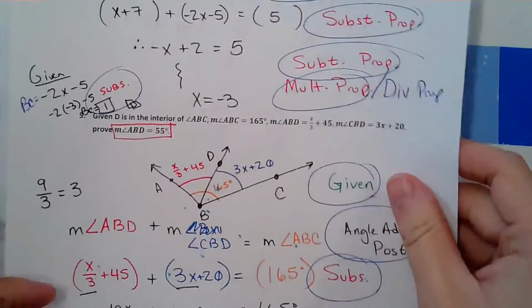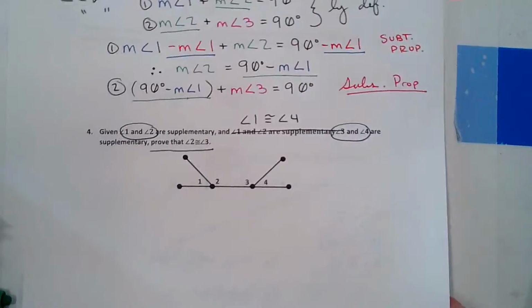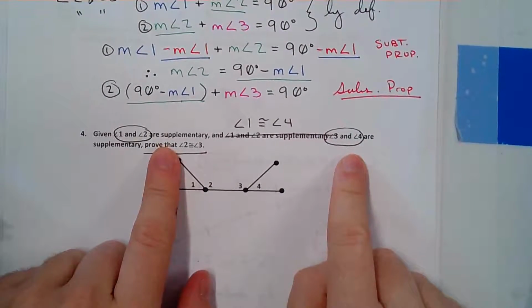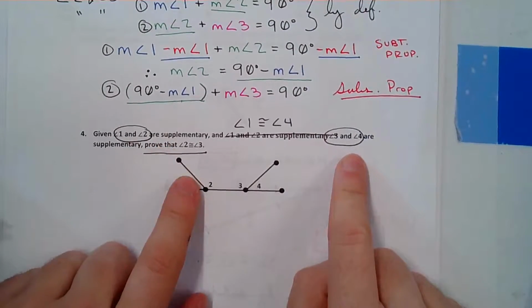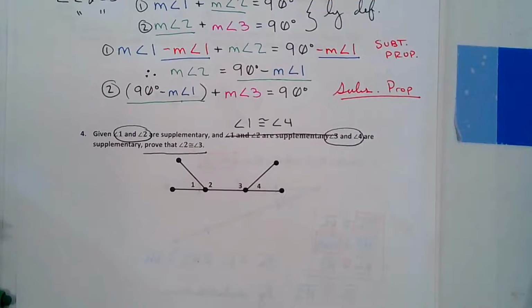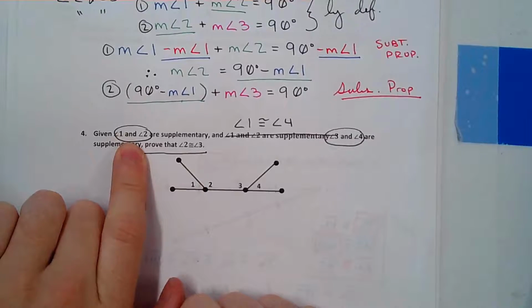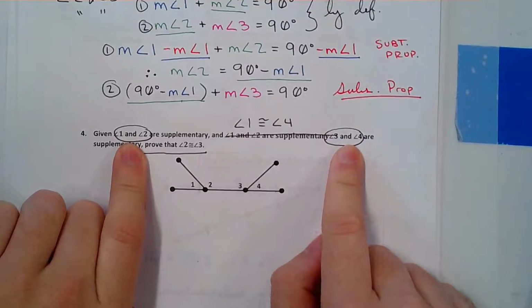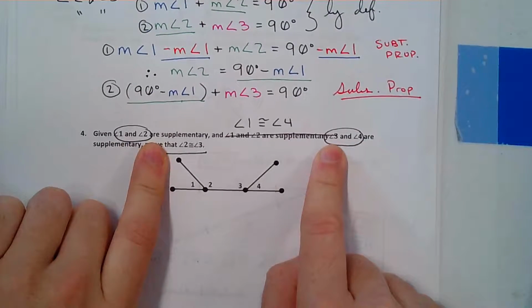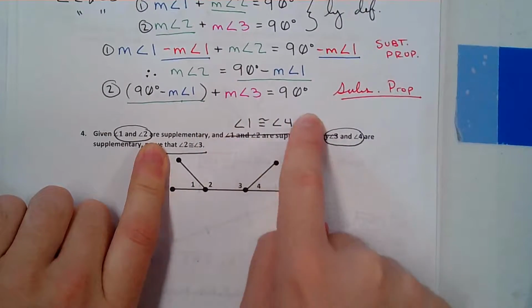Number 4, wrong one. Sorry. Number 4 and number 5 are going to be on your own. We're talking about supplementary, right? What does that mean? They have to add up to 180, right? So you're given supplementary. Step 1 would be to write your two equations. Hey, they're both going to be equal to 180. Now you need to prove angle 2 is angle 3. We've got 1 and 2 together, right? We've got 3 and 4 together. How do we get 2 and 3 together? Well, that little extra bit right here is going to be key.